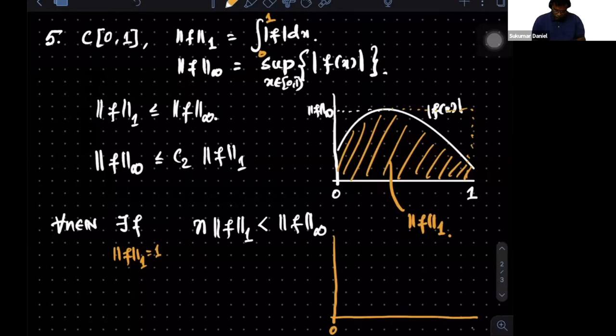So on 0 and 1, I want the supremum to be something like this number. But the area has to be small. So maybe I will do it like this. So this height is whatever you want. But this area you want to be 1.